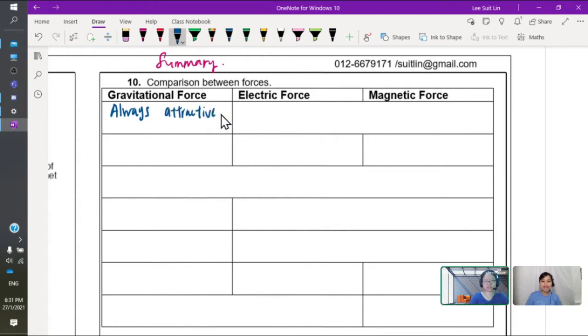This is always attractive. I don't care. You don't have to think polarity. You don't have to use this hand, use this hand. No hand to use. Always attractive. Very nice. Now, this one can be attractive or repulsive.